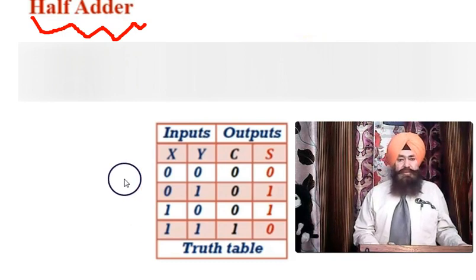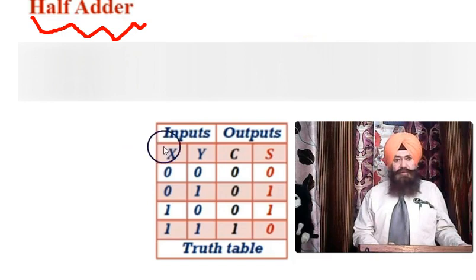Now, what about the truth table? Here the inputs are x and y: 0 0, 0 1, 1 0, and 1 1. Now let me take the sum. For 0 0, the sum is 0; for 0 1, it is 1; for 1 0, it is 1. What about 1 1? The sum is 0 and the carry is 1.